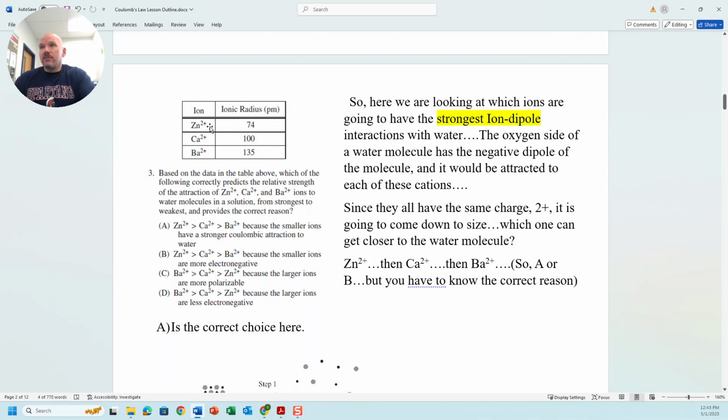So zinc is going to have the strongest interaction because it can get closer to the water molecule. And so it's going to have a stronger ion-dipole interaction, followed by calcium, and then followed by barium. So we know the answer is zinc is stronger than calcium is stronger than barium in terms of their interaction with a water molecule. So choice A and choice B have the right order. But we've got to explain why, okay?